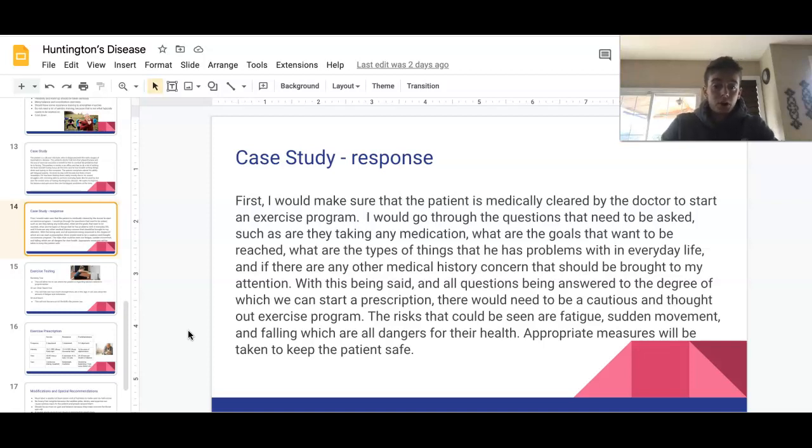With this being said, and all the questions being answered to the degree of which we can start a prescription, there would need to be a cautious and thought-out exercise program implemented. The risks that we could see are fatigue, sudden random movements, and falling, which are all dangers for their health and the people around them. So appropriate measures must be taken to keep the patient and people around them safe.